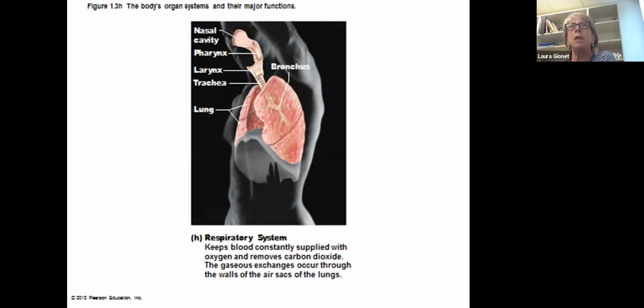Then we have the respiratory system, which is our area of what's called external gas exchange, where we can liberate carbon dioxide from the blood and absorb oxygen. And then along with the cardiovascular system, transport that oxygenated blood to all the different organs and cells of the body.